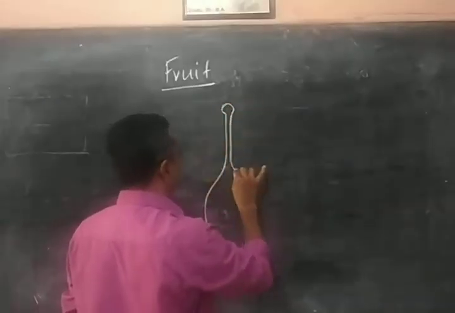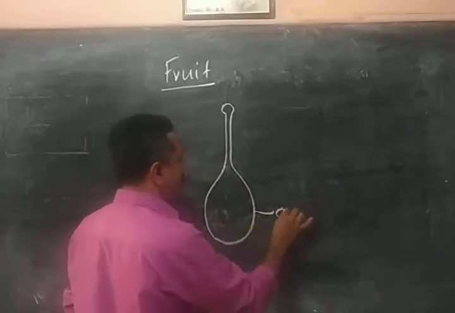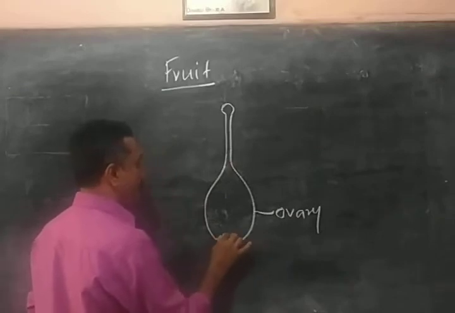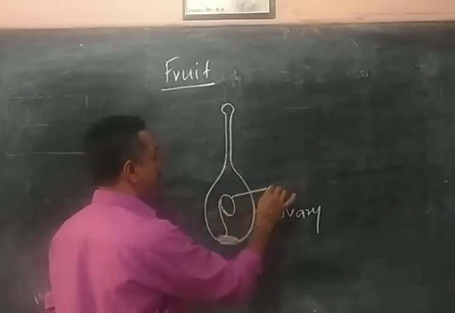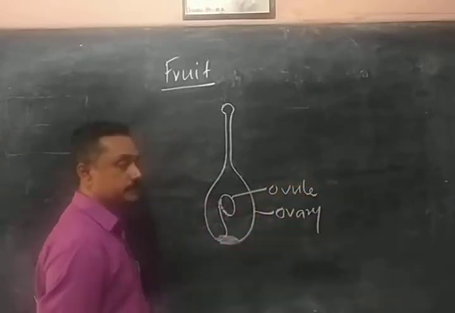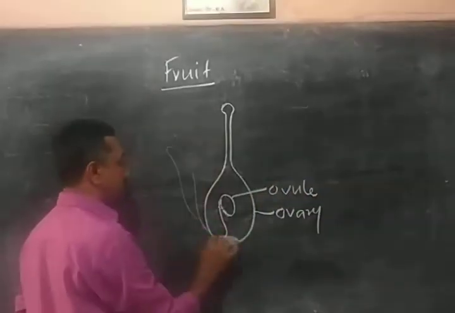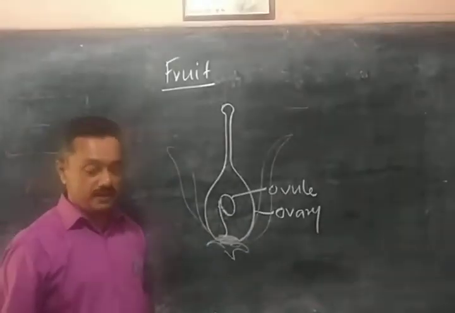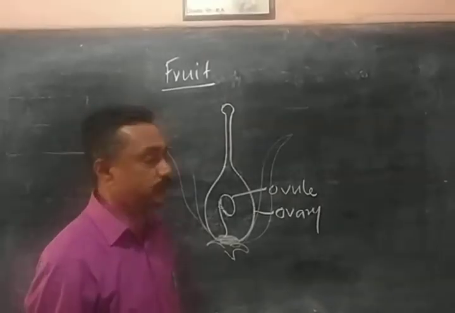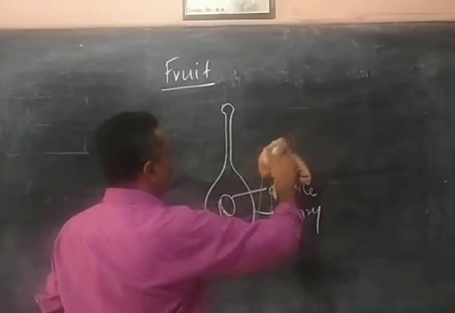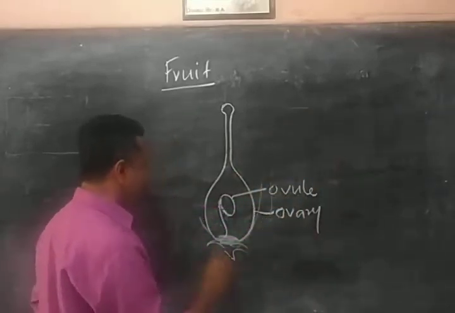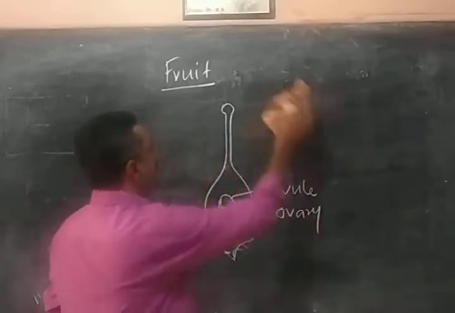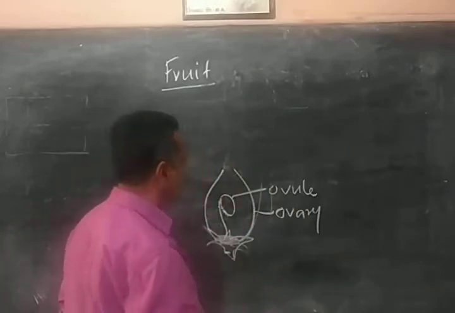See, this is the ovary, and there is a placenta and there is the ovule. And petals and sepals are there, the calyx is there, everything is there. After fertilization, after the opening of the flower, the sepals may be destroyed on the same day. The calyx may sometimes survive. And the stigma dries up after 2 or 3 days.